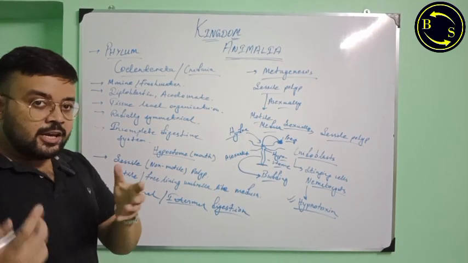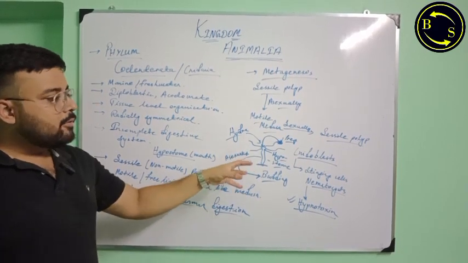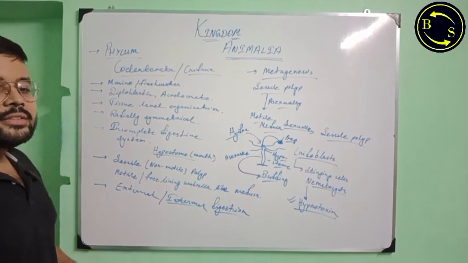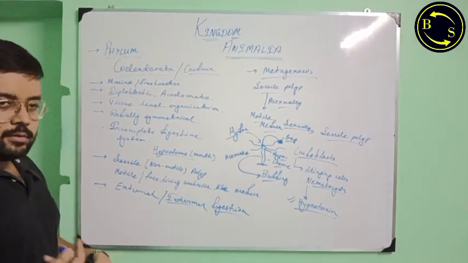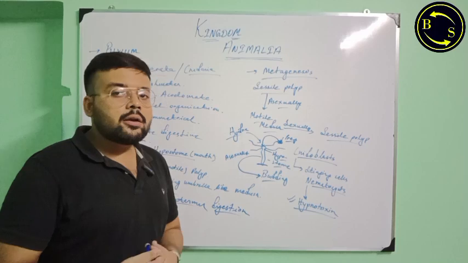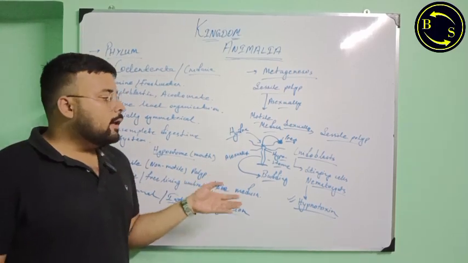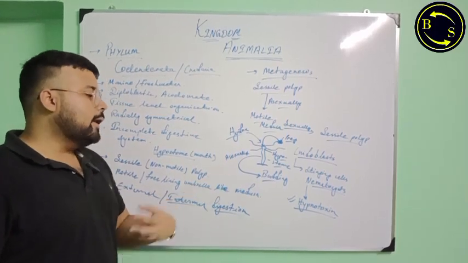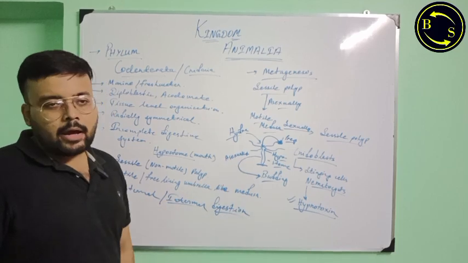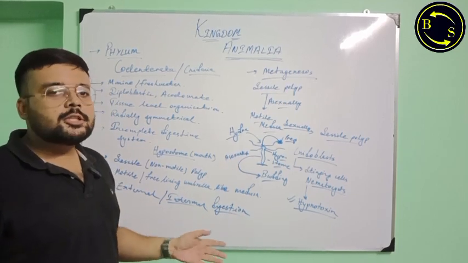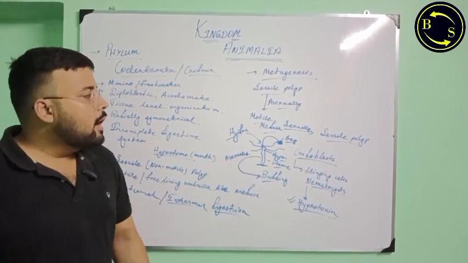Also, some hydras are green in color. They have chlorophyll. They incorporate chlorophyll inside them from the algae. Algae and hydra have a symbiotic relationship. The algae lives inside the hydra, and it also photosynthesizes, providing excess food to the hydra.